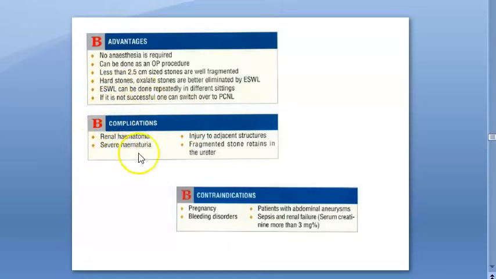What are the complications of ESWL? It can cause hematoma, hematuria, and injury to adjacent structures. You can still have some stones retained in the ureter. Contraindications: don't do it in people who are pregnant or have bleeding disorders, or if a person has an abdominal aneurysm, because they can bleed and you can injure it. So be very careful. In sepsis and renal failure also they don't do it.